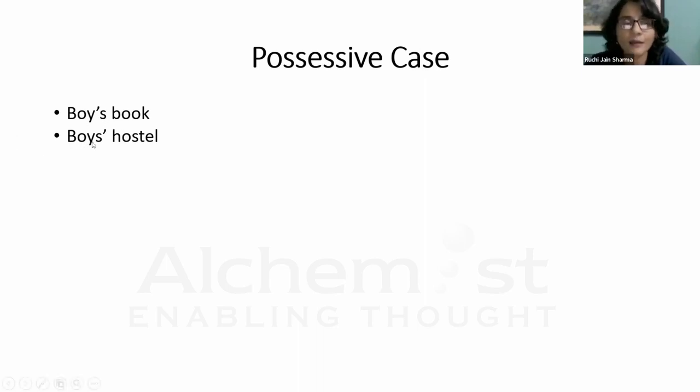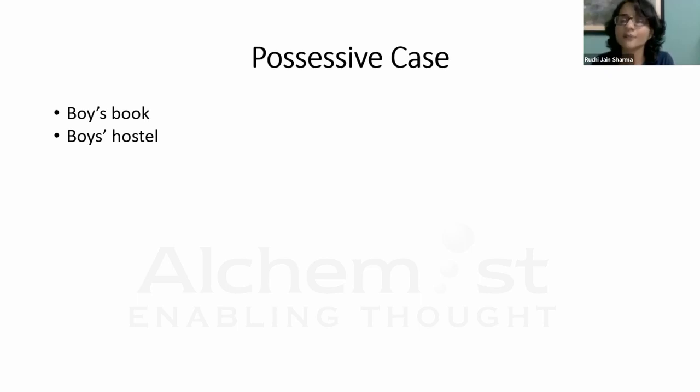After s, only an apostrophe is put, and we do not put another s over here, right? The reason is, if I want to say boys, the hostel of the boys, it can't be the hostel of one boy. Now if I put apostrophe s over here, when I speak, I'll have to say boys' hostel, right? So to avoid that hissing sound, any word which ends with an s or a z, I will not put apostrophe s, I will just put an apostrophe.